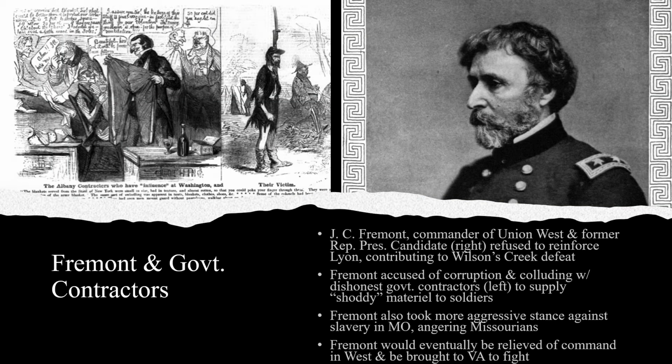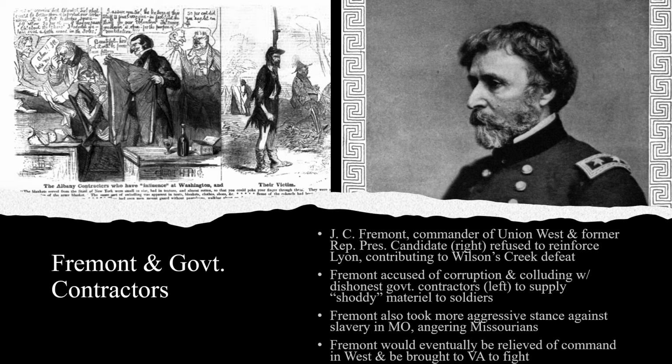Much of the Union's defeat at Wilson's Creek can be placed at the feet of John C. Fremont, the former 1856 Republican presidential candidate and commander of Union forces in the Department of the West. Fremont, despite his limited resources, called for an aggressive strategy against the Confederates, which put Lyon's small army in such a precarious position in the first place.